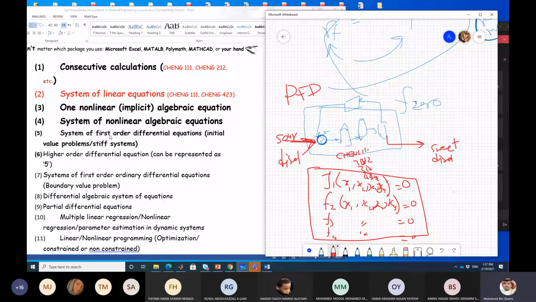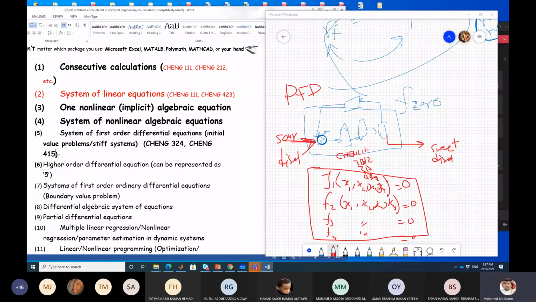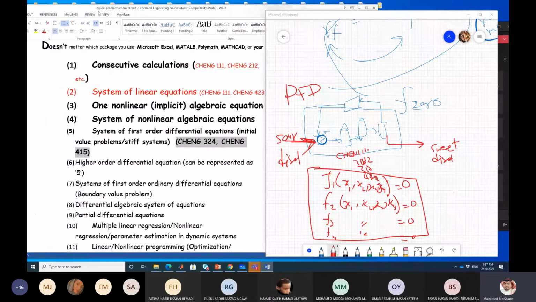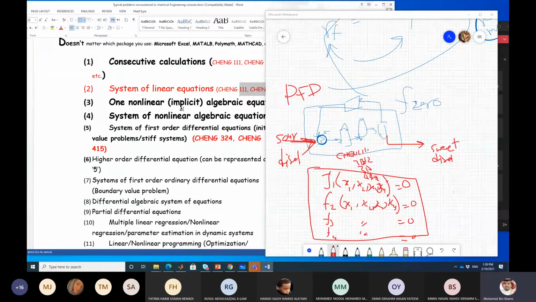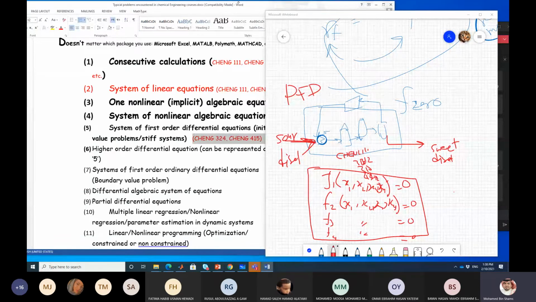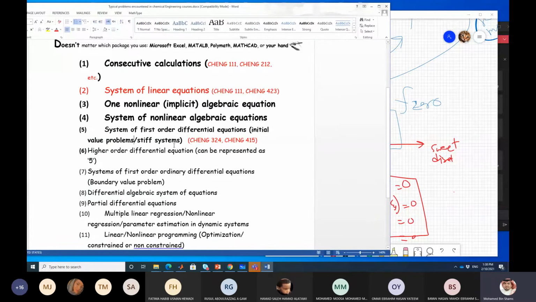And then a system of first order differential equations. This is something you are going to do in the modeling course, CHEG 324, and also in the control course, CHEG 415, which I used to teach before. Okay, these are the places where you are going to see such things.